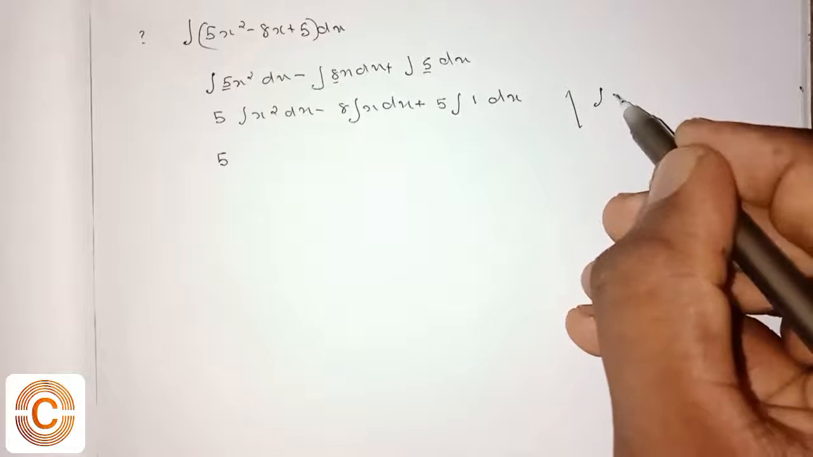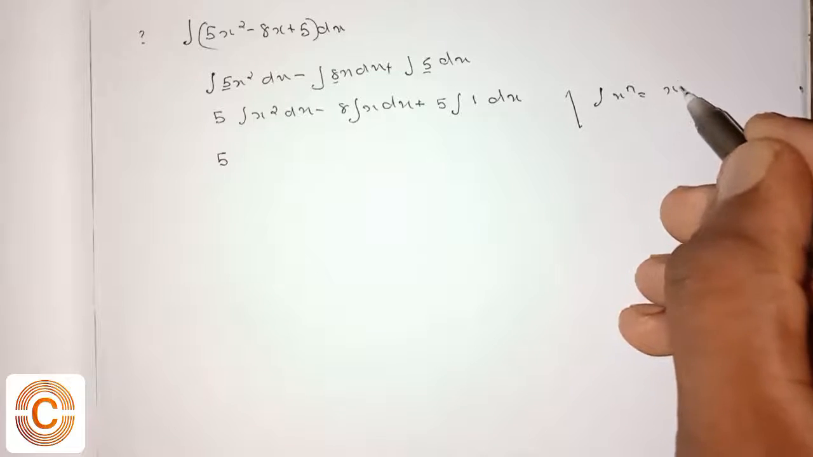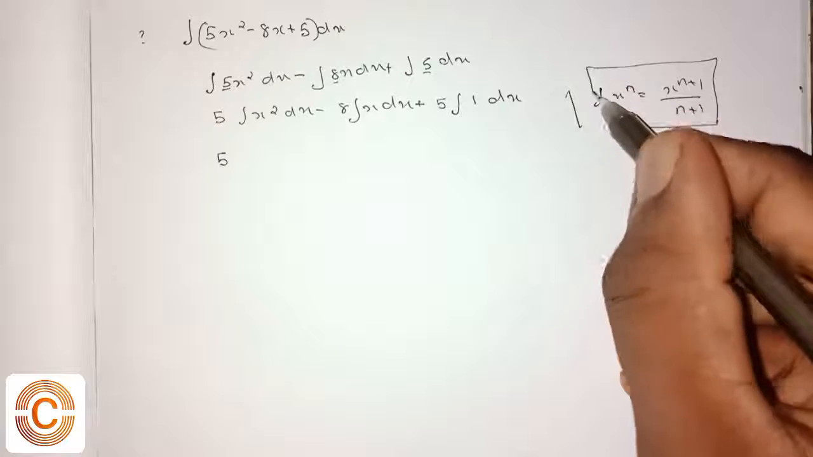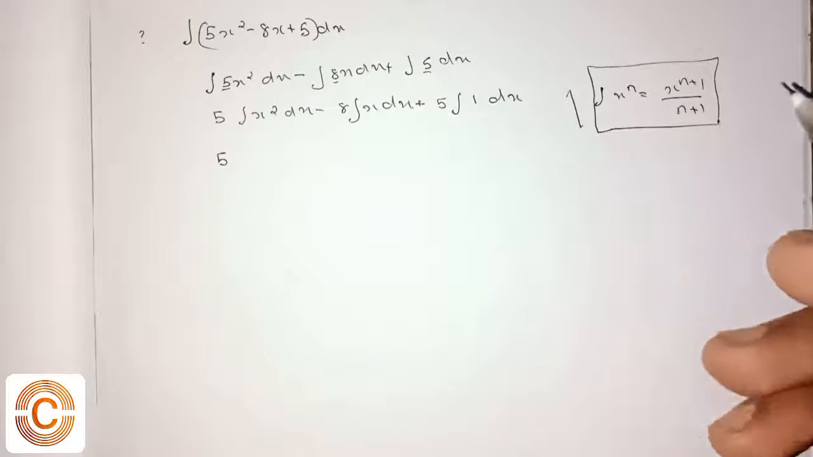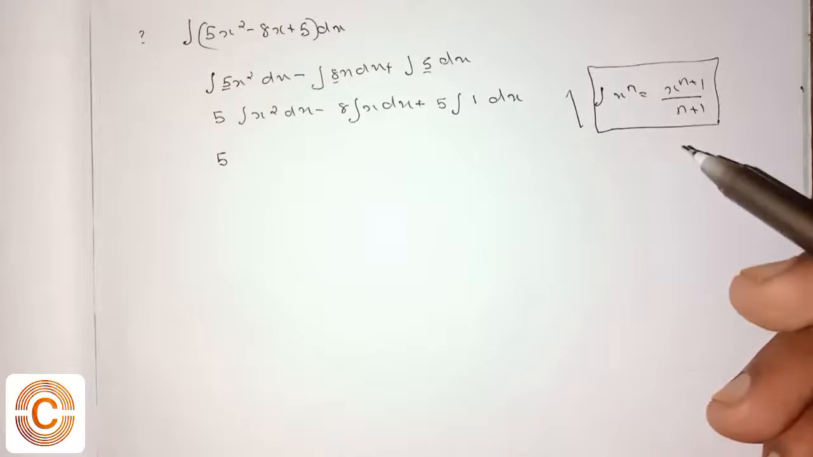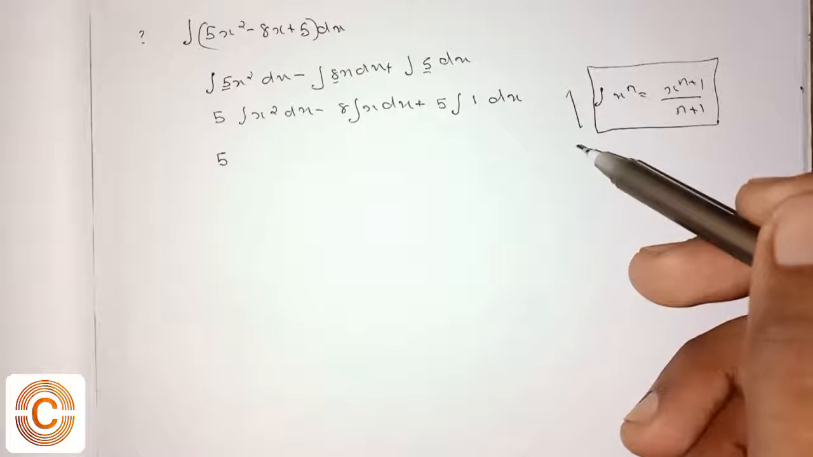In the next step, x square is existing, that is the integration of x raised to n, which is equal to x raised to n plus 1 divided by n plus 1. This is a standard formula. There are different types of formulas, and we will learn them as they arise in each question.